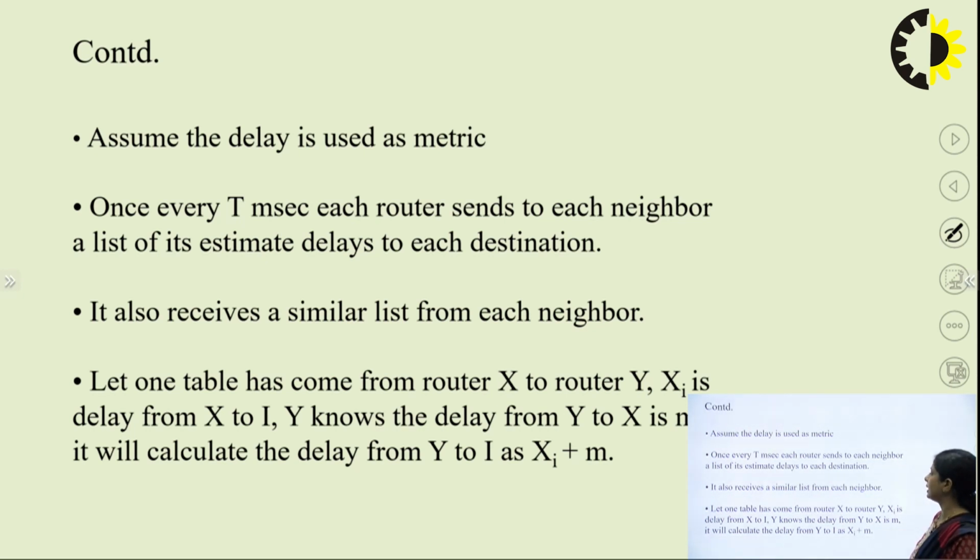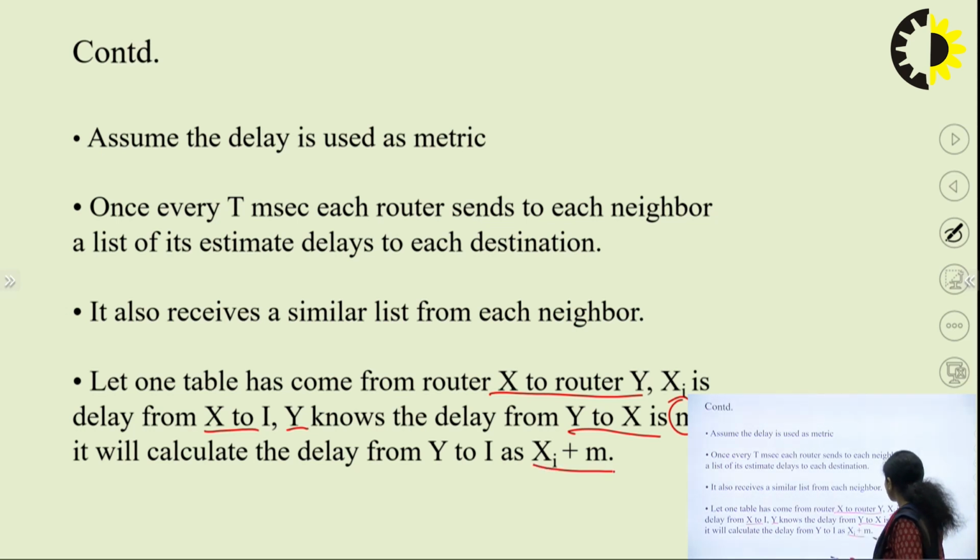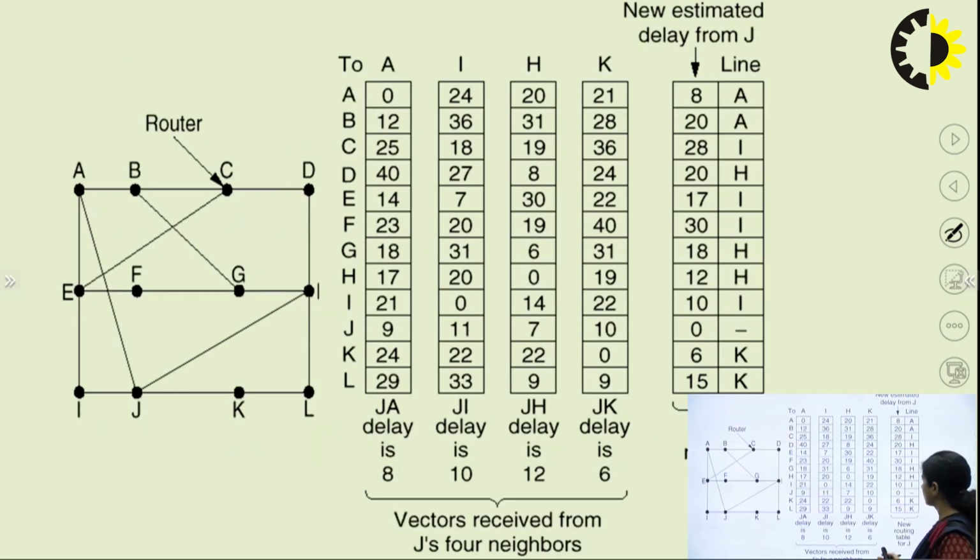Let one table have come from router X to router Y, right. We say xi is the value of the delay from X to i, and Y knows the delay from Y to X is m, right. It will now calculate the delay from Y to i as xi plus m, fine. We see in this table.